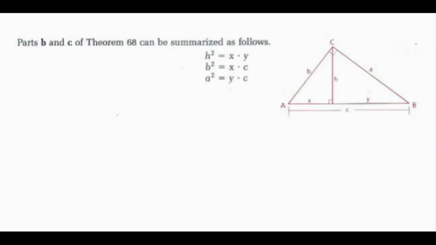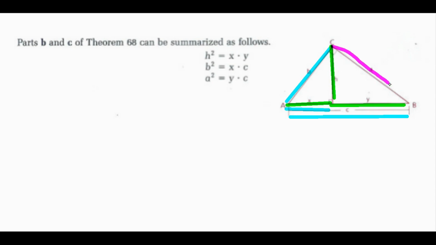Now, parts B and C of Theorem 68 can be summarized as follows. H squared is equal to x times y, so the altitude is equal to the square root of x times y. B squared is equal to x times c, so this segment is equal to x times c. And then A squared, so this segment here is equal to y times the whole segment c.